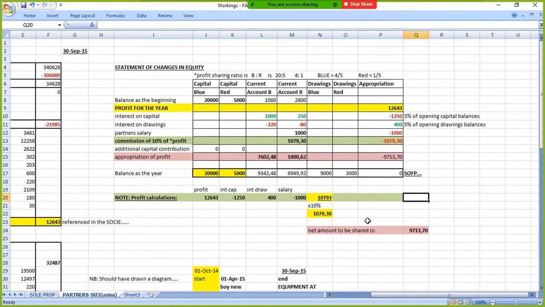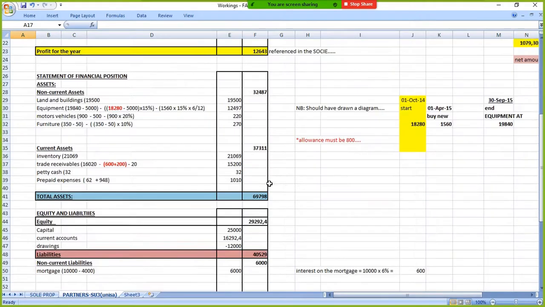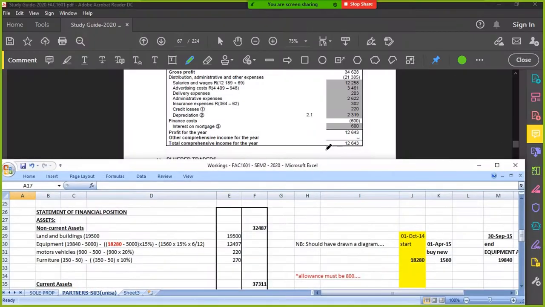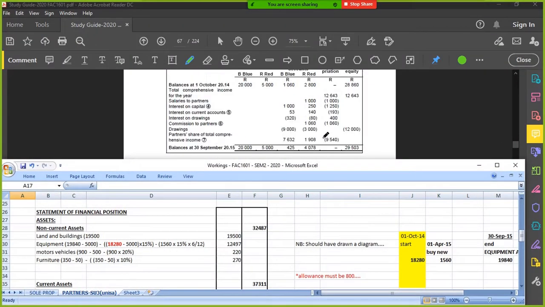But I think it automatically updates because I was using formulas. So I think everything is still fine here because I referenced that and then I subtracted. It should be okay. Let's just check the rest here. Let's go look at the rest there first. Statement of financial position. Are we happy with the statement of financial position? Are we happy with the statement of changes in equity? Let's see.